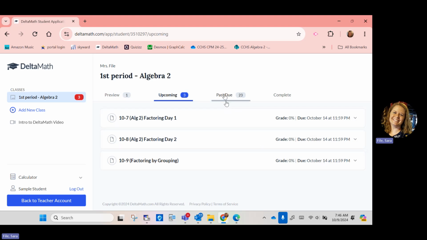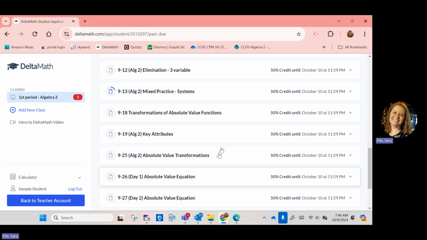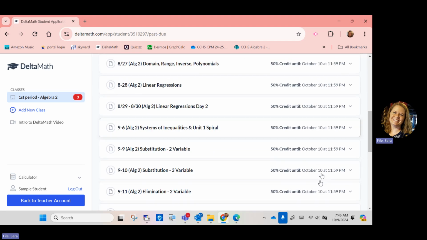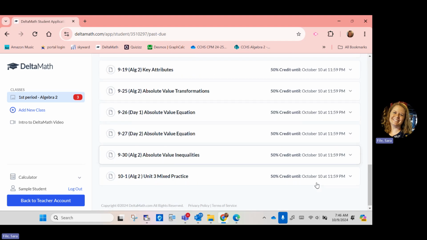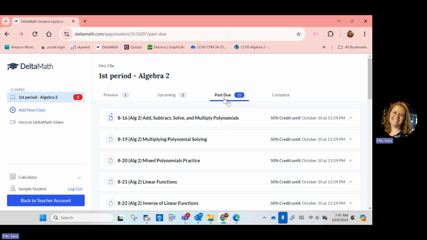Okay, under past due, anything under this past due tab, like mine shows a lot because I haven't completed any of these. I just show you examples every so often. Okay, but everything that shows up here under past due is available for late credit, and they should all have this October 10th date. These are all of the assignments from the entire 9 weeks. Okay, if nothing is here under past due, that's fantastic. That means you have done everything that's past due.